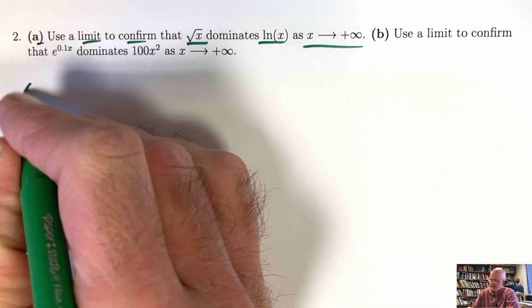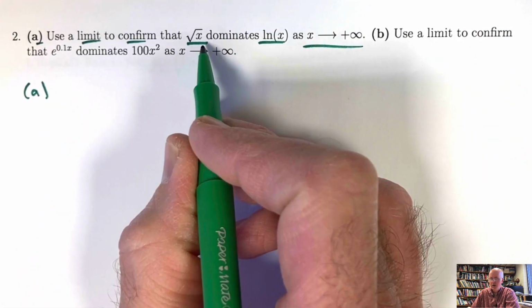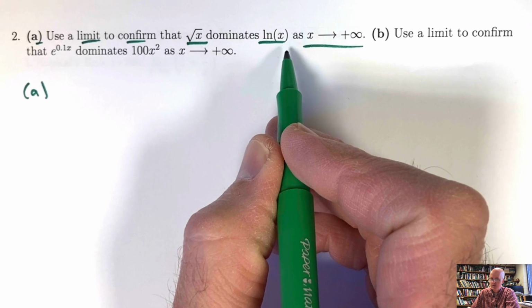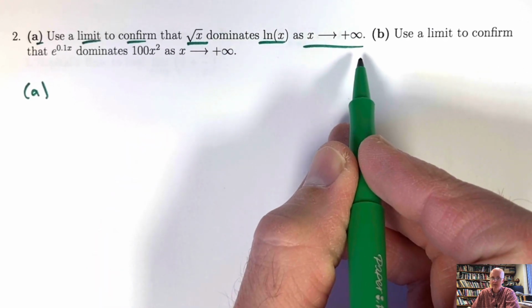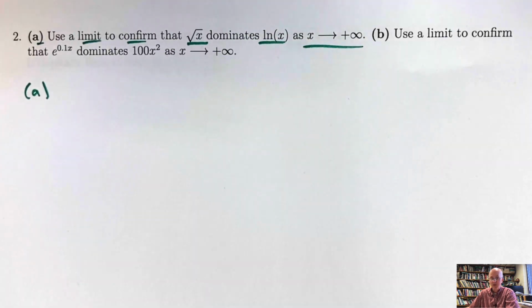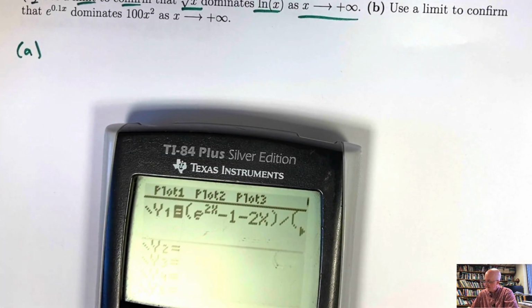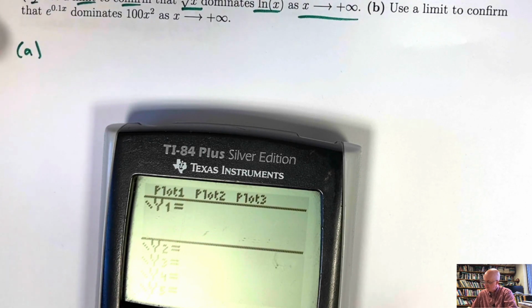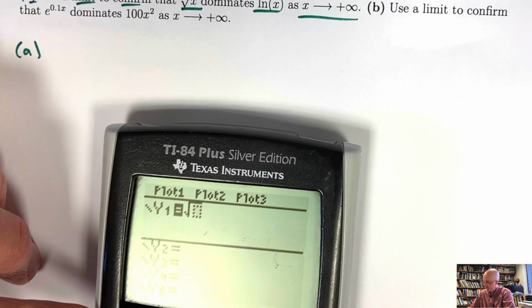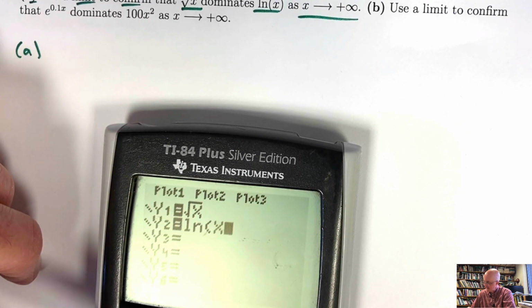How do you do that? What does that even mean? It means the square root of x ultimately grows a lot faster than the natural log of x as x gets bigger and bigger. That's what it means. If you graph both of them, let's go ahead and do that, you will see ultimately the graph of the square root of x growing a lot faster than the graph of natural log of x in the end.